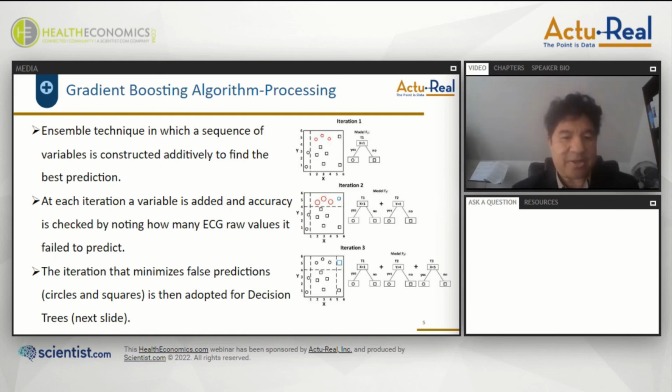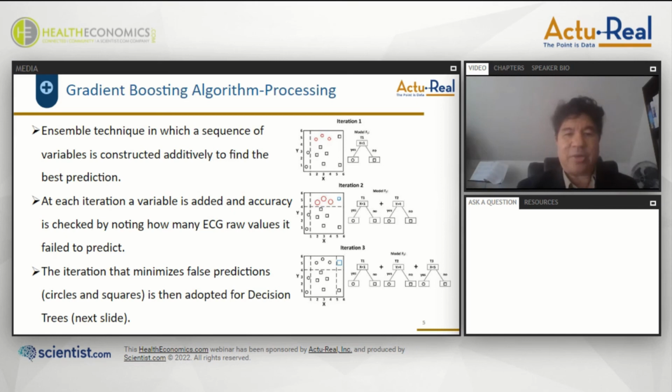So boosting is an ensemble technique in which a sequence of variables are constructed additively to find the best prediction. So this is similar, for those of you who might recall from maybe an earlier statistics course, to stepwise multiple regression models in statistics, where you look at one variable at a time of your possible predictors to see how that impacts the predictive ability of the model as a whole, with that variable included and excluded.